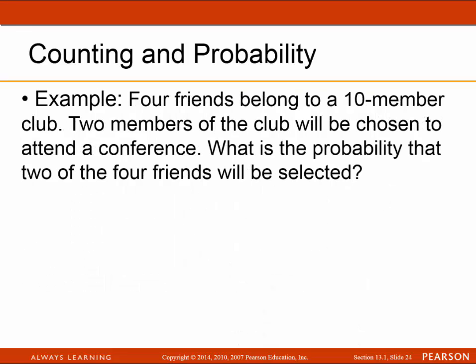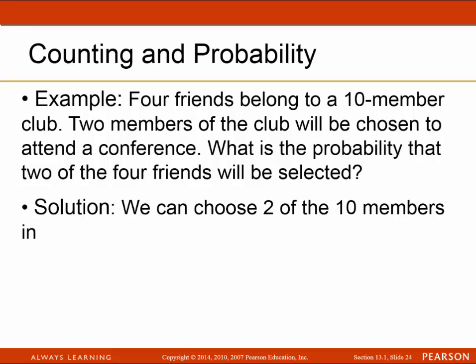Now, 4 friends belong to a 10-member club. 2 members of the club will be chosen to attend a conference. What is the probability that 2 of the 4 friends will be selected? So the first thing is that we can choose 2 of the 10 members in a combination of 10 objects taken 2 at a time, so that's 45 ways.